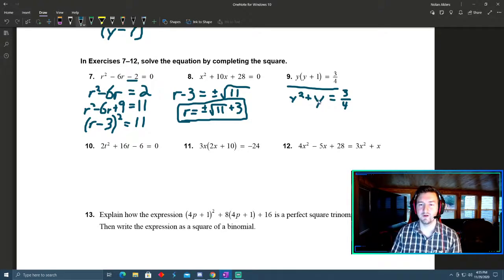So half of 1 is 1/2, and 1/2 squared would be 1/4. So 1/4 would be what you would add in there to complete that square. And when you add a fourth over here, you'll see, oh, you get exactly 1. 3/4 plus 1/4 is exactly 1. So that one kind of works out nicely. For this problem right here, I might take that 3x squared and subtract it over here first. And then you'd be able to solve it.